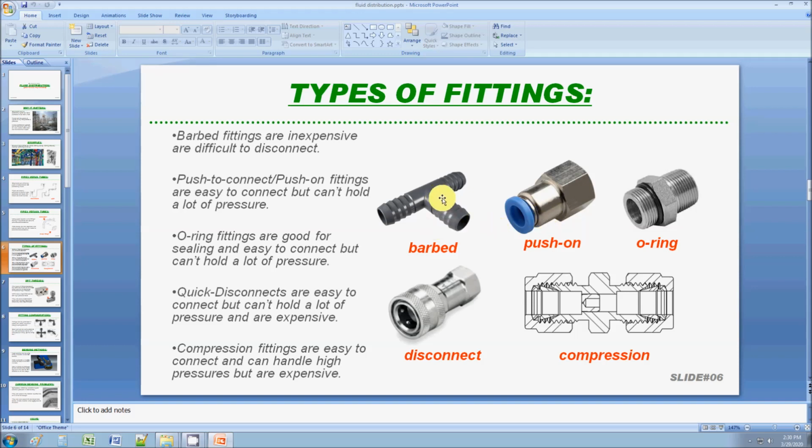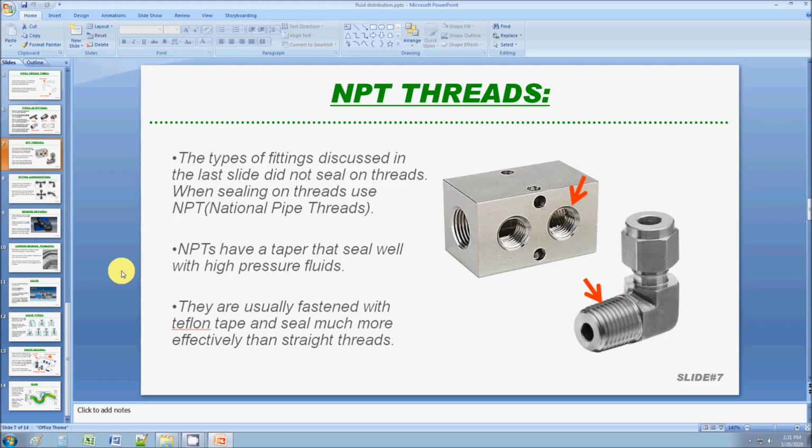And then barbed is just you got one-sided barbs that kind of bite onto the tube. They're not very easy to remove, so I don't really like these, but I've used these three a lot. This is just using an O-ring for the sealing. Another way you can connect fluids is through using NPT thread.